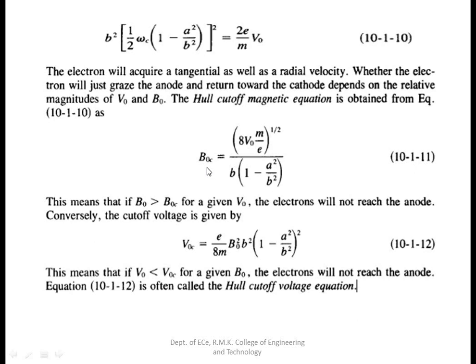So the expression is Boc, the cutoff magnetic field, equal to sqrt(8 V0 m/e) divided by (b minus a)... where V0 is the voltage across cathode to anode, m is the mass of the electron, e is the charge of the electron, and a and b are the radii of the anode as well as the cathode. And this Voc is nothing but the Hull cutoff voltage. So this is the cutoff magnetic field and cutoff voltage, and these two are the required field components to make the electrons interact with all the cavities in order to generate very high microwave power.